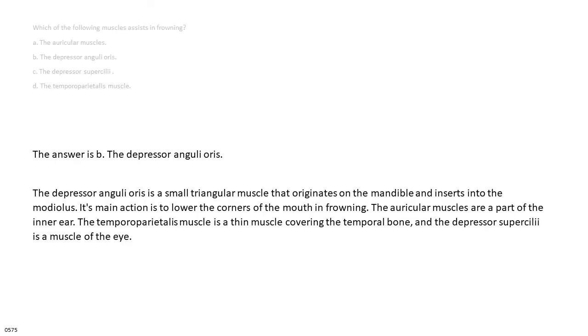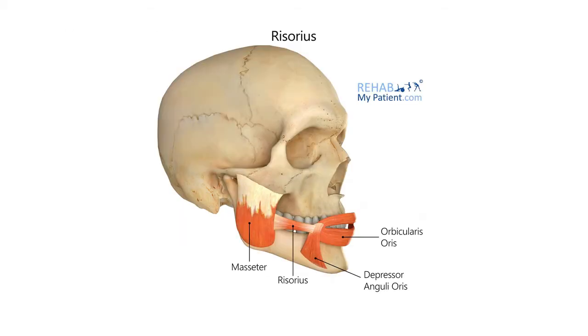The answer is B. The depressor anguli oris. The depressor anguli oris is a small triangular muscle that originates on the mandible and inserts into the modiolus. Its main action is to lower the corners of the mouth in frowning. The auricular muscles are a part of the outer ear. The temporoparietalis muscle is a thin muscle covering the temporal bone, and the depressor supercilii is a muscle of the eye.